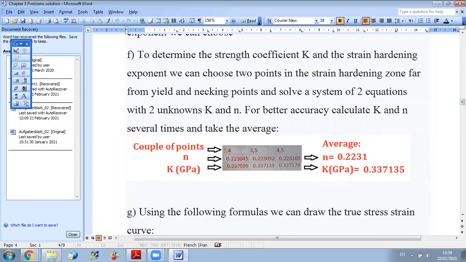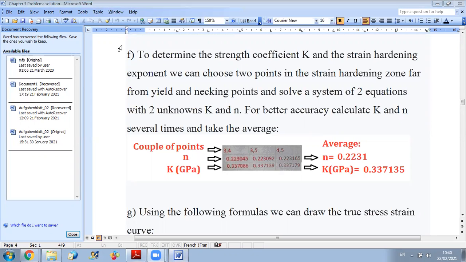If you take points 2 and 3, you will get for n 0.223045 and for k 0.337086. If you repeat the calculation for other points, you can see that the first 3 numbers after the comma are nearly the same. So this is why it's very accurate, and you can take any of the points and you will get good results. Now, once we have the values of n and k, we will be able to draw the flow curve, which we will do in the next session.